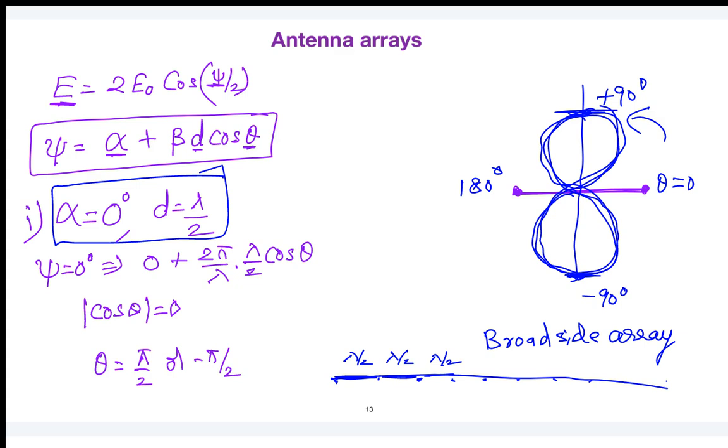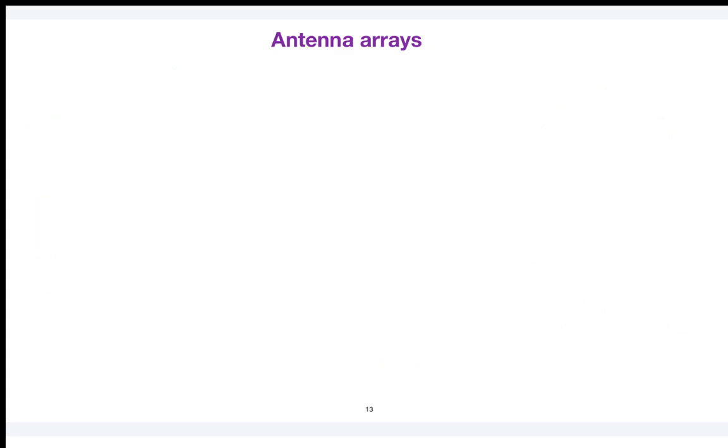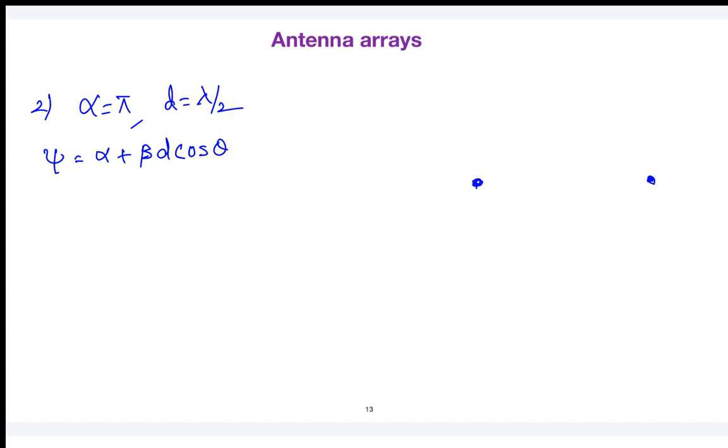Yeah. Now, next thing, you do and tell me what happens when alpha is equal to 180 degrees and d is equal to lambda by 2. So tell me at what angle I will get a maximum. Your psi is equal to alpha plus beta d cos theta. What is the condition here? There are two antennas. For the first antenna and second antenna, there is a phase shift of 180 degrees in the current. And the distance between these two is again lambda by 2.